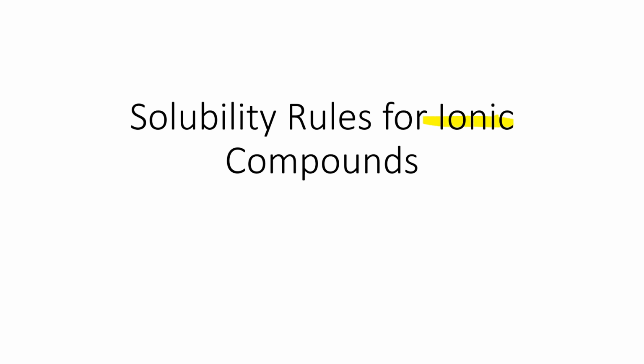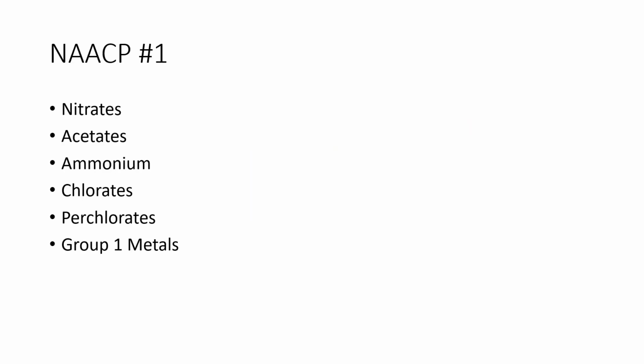Keep in mind this is only for ionic compounds. These do not apply to any other types of compounds. So let's begin. The first is NAACP number 1. This is pretty simple to remember, especially if you know NAACP. That's a very prominent civil rights organization, and pretty much everyone in the US learns about them from a young age, and so this acronym is already drilled into your head, but it can also be used to memorize the solubility rules.